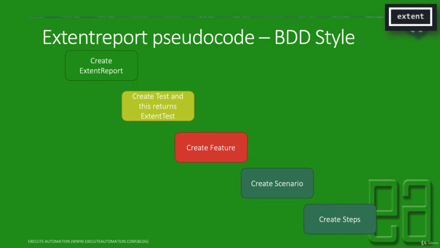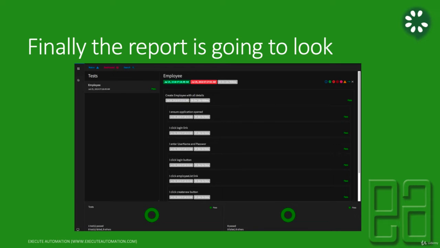First we need to create an object for ExtentReports, and this object is going to return an ExtentTest, and this ExtentTest is going to return a create feature object, and this create feature is going to return a scenario followed by steps. So this is how things are going to work, and that's what the pseudocode of Extent Report looks like. Finally, the report that we'll be creating is going to look something like this.